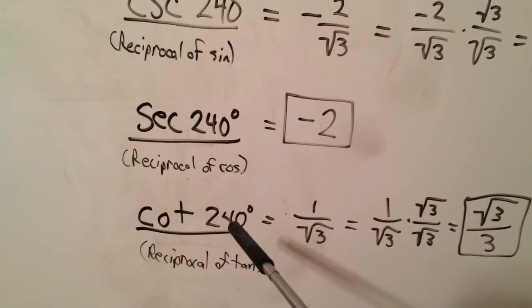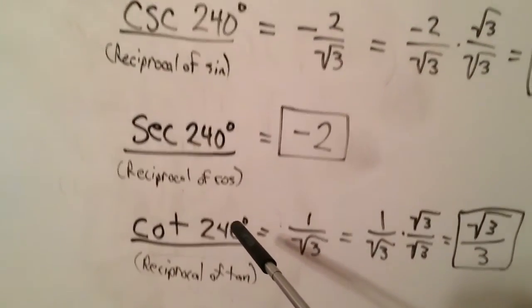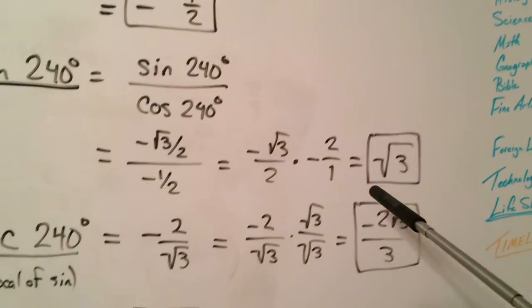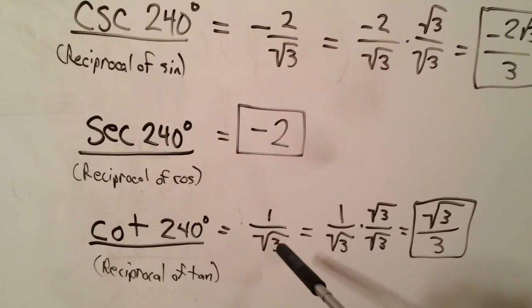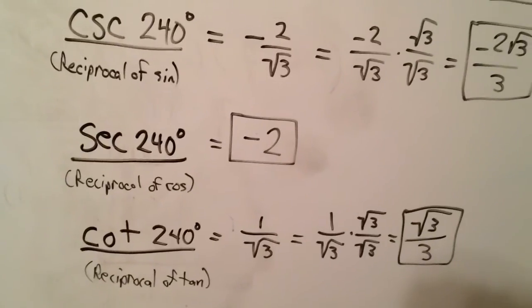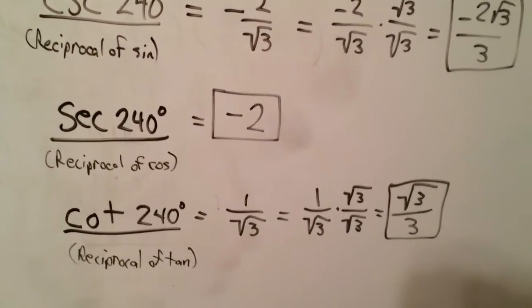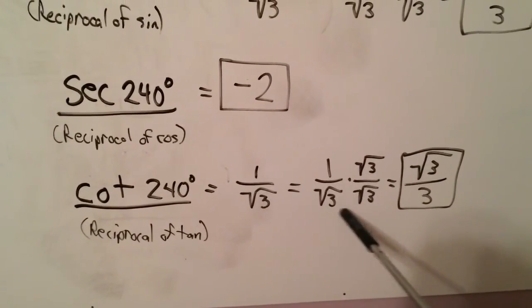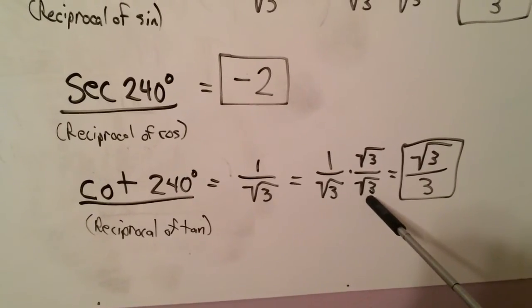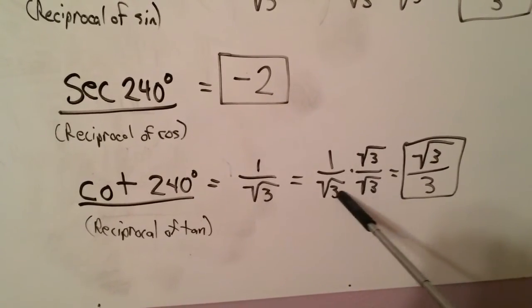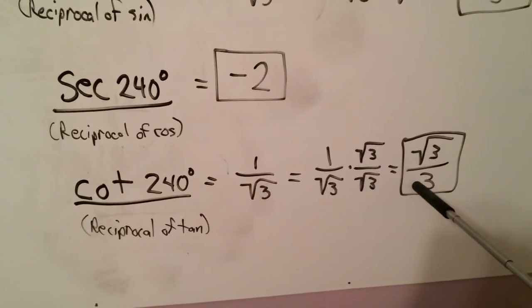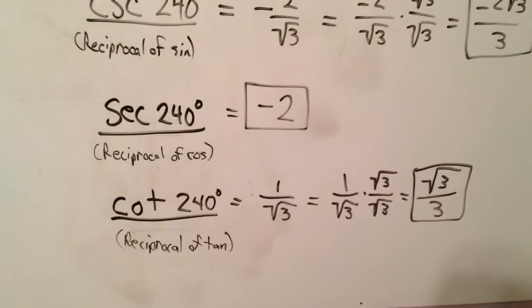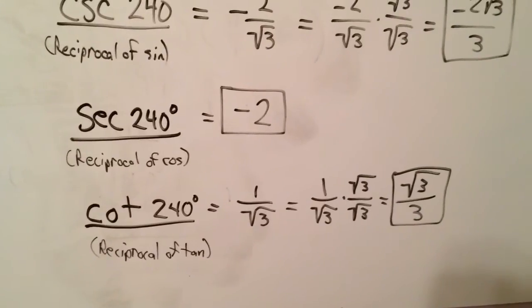And then cotangent is the reciprocal of tangent. So tangent, we eventually calculated was square root of 3. So the reciprocal of square root of 3 is 1 over the square root of 3. And again, as the governor would say, we don't like square roots in the bottoms of our fractions. Rationalize that denominator. And therefore, we multiply by square root of 3 on top and bottom. On the bottom, we will get 3. On the top, 1 times square root of 3 is square root of 3. And so the cotangent of 240 degrees is square root of 3 over 3.